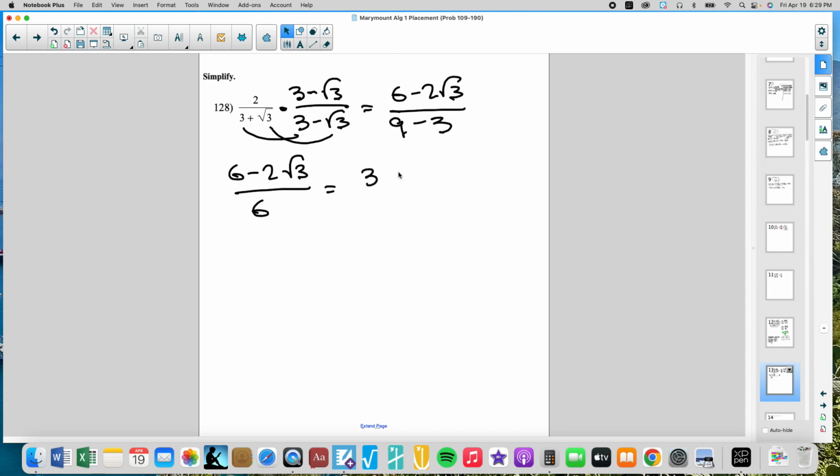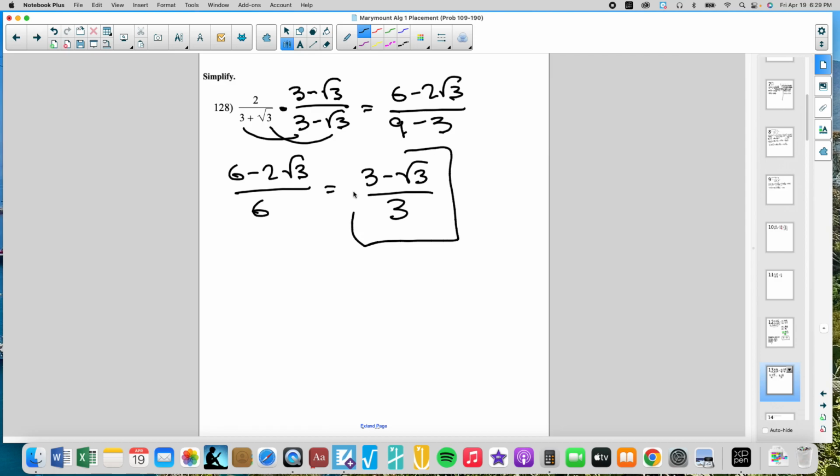So I'm going to reduce it by 2, and that gives me 3 minus rad 3 over 3. That is a fun one. Yeah, that's the answer for number 128.